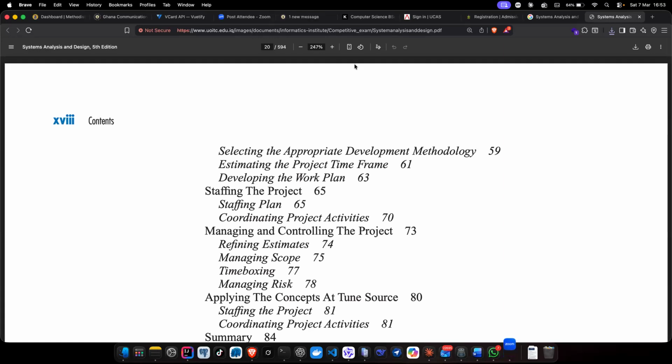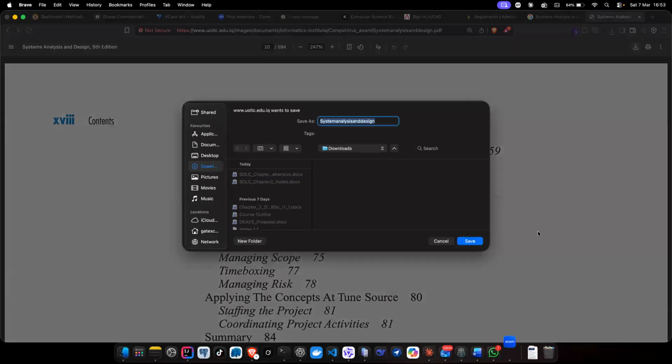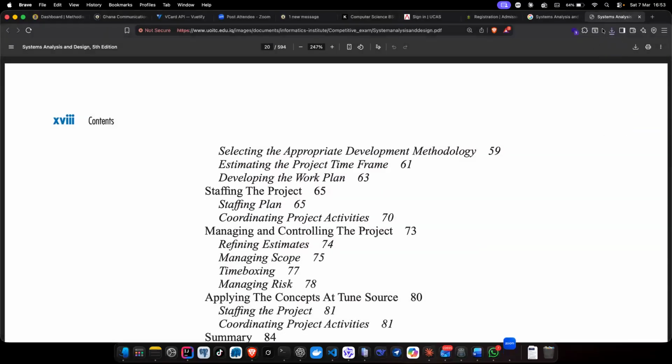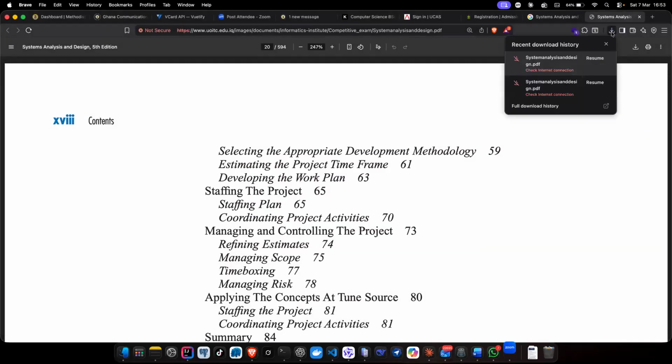Where is this thing? But this one, where is it? It's on the downloads. Oh, resume internet connection.